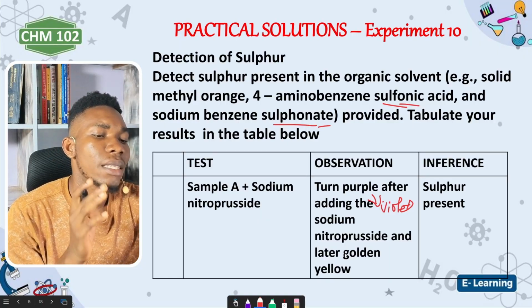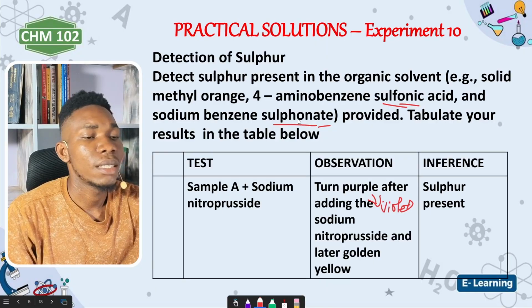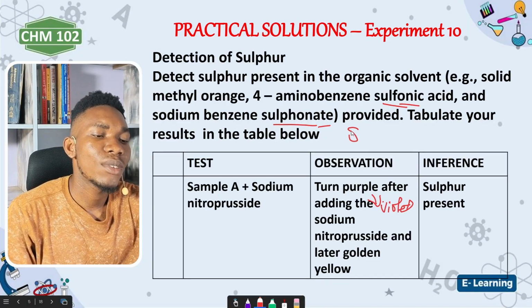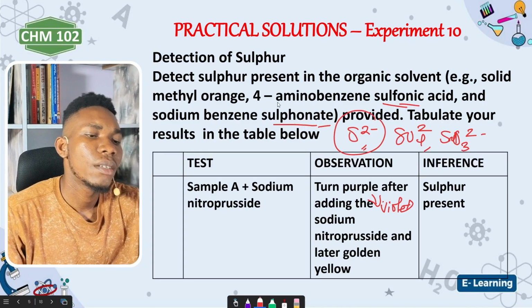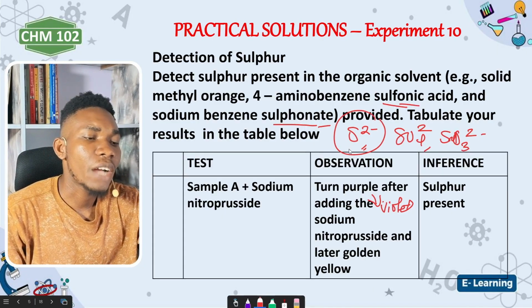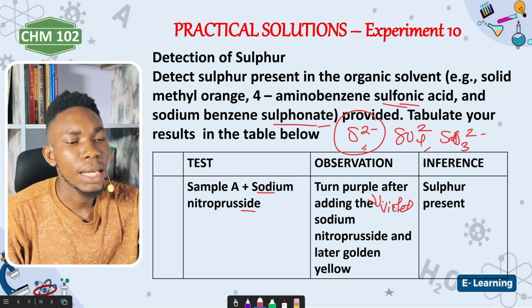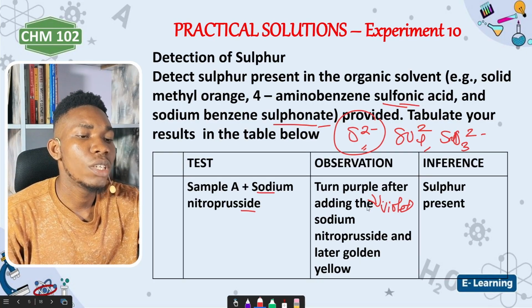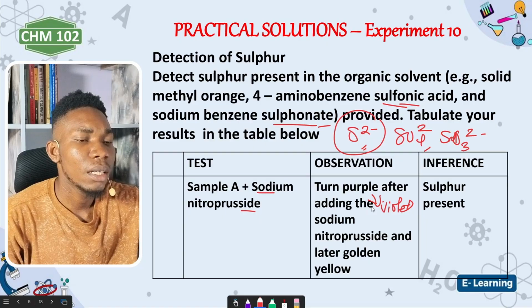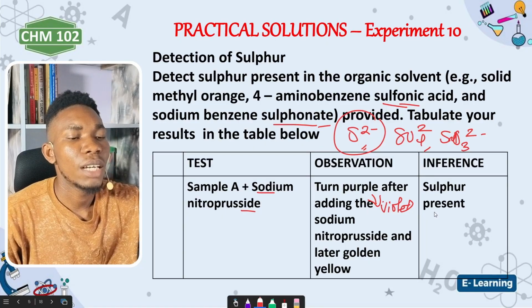Now, the reason why it happens like that is because of the sulfur that is present. And it's only the sulfide ion that actually reacts. The sulfates and the sulfites do not react. Are you getting it? Only these ions. Because of the reaction of these ions with this sodium nitroprusside, that is why you have that purple or violet color. Are you getting it now? So if you have a purple color in this particular experiment, know that sulfur is present.